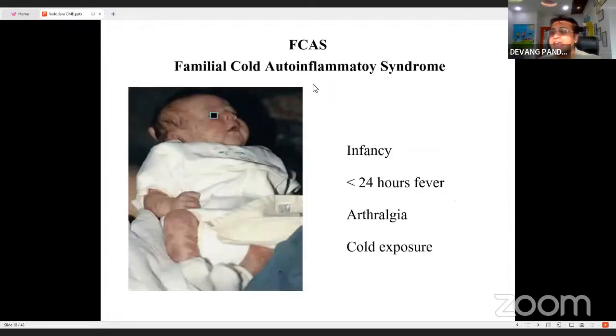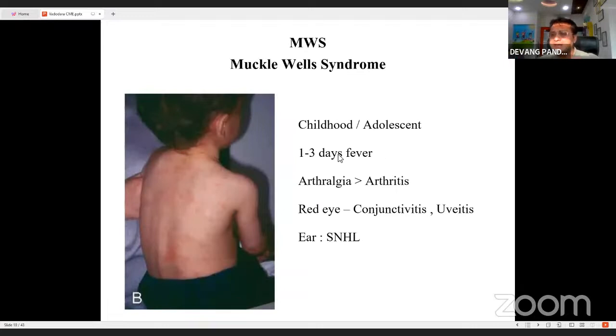The first is known as FCAS, familial cold autoinflammatory syndrome. It presents at a very early age. Fever lasts less than 24 hours. Joint symptoms we usually cannot appreciate at this age. And there is always a cold exposure. The other is at a slightly higher age: Muckle-Wells syndrome, in childhood or adolescence, with 1 to 3 days of fever, again with joint issues. The typical finding here is that the child will have sensorineural hearing loss.